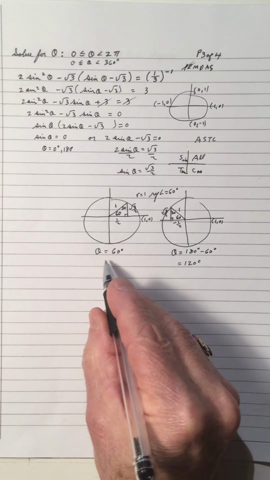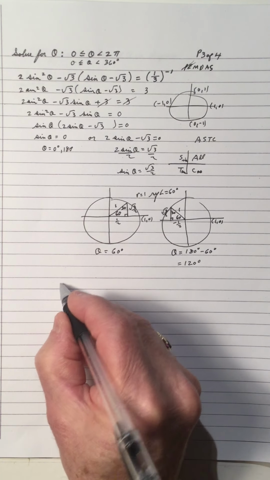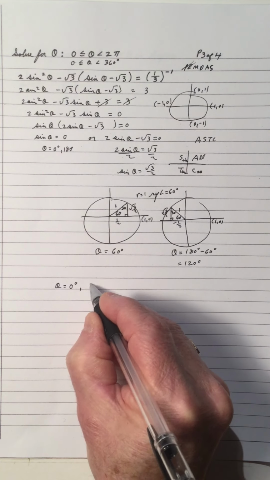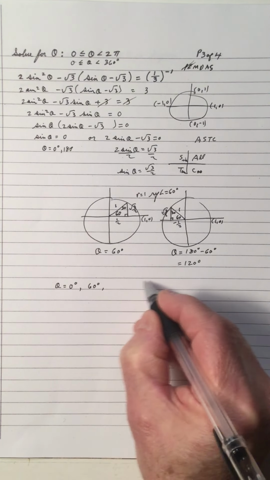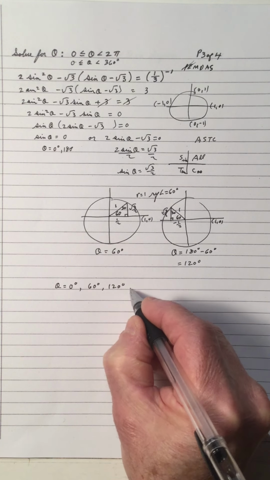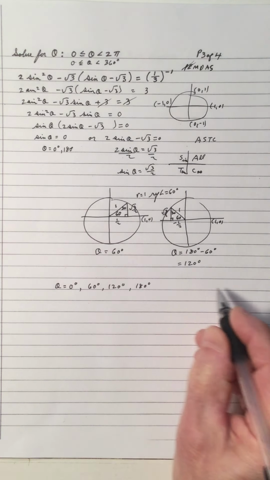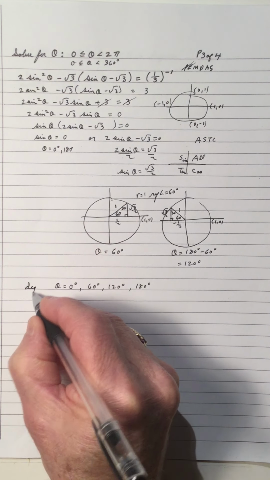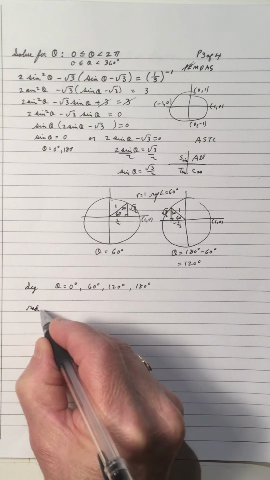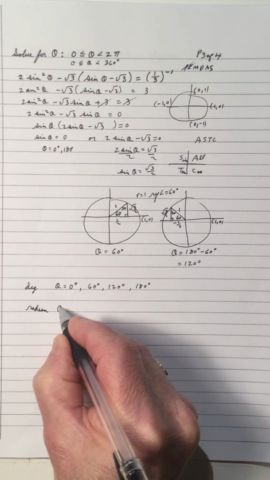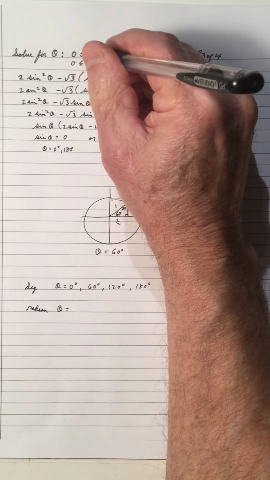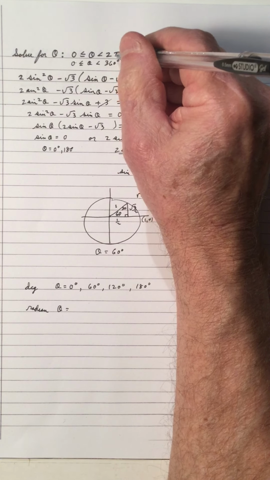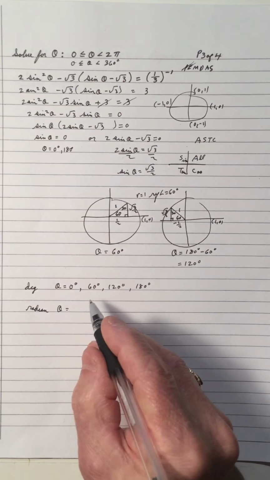So now we got to pick out the angles between 0 and 360. So we have theta is 0 degrees. And we have 60 degrees. We have 120 degrees. And we have 180. We put them in order. Now we got to convert these to radians. So that's in degrees. Because theta is between 0 and 2 pi, we need our answers not in degrees, but in radians.